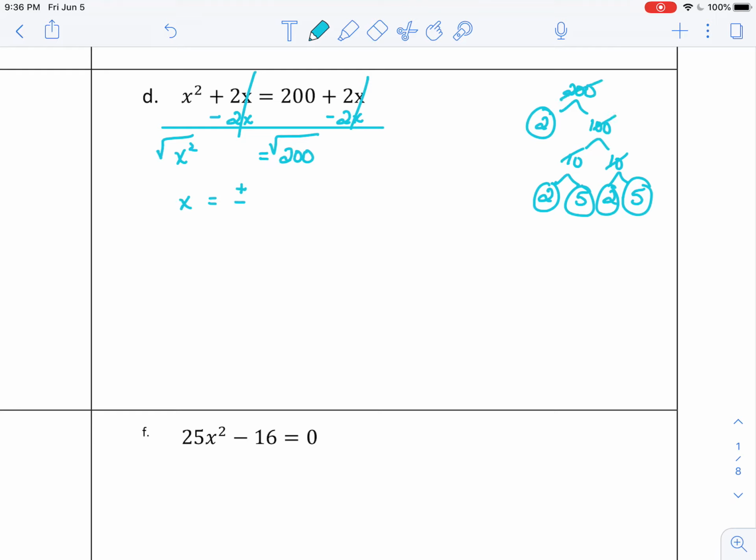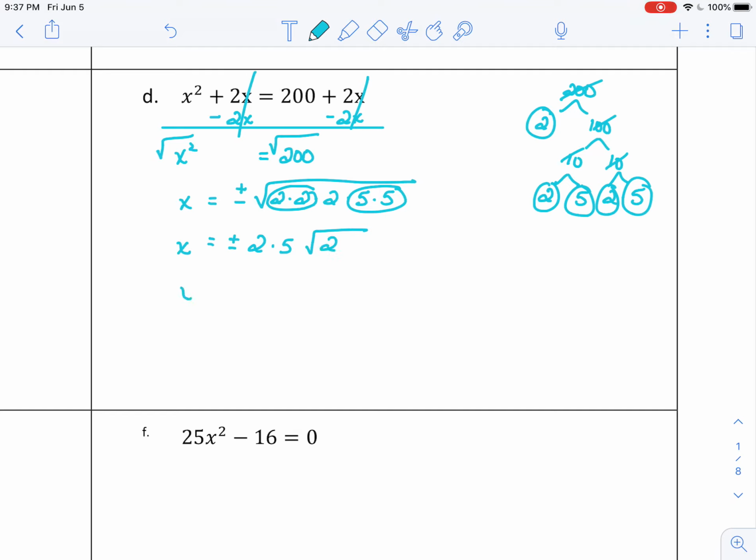So I see 3 of those 2s, so inside the radical I will have a 2 times a 2 times a 2, and I see 2 5s, so 5 times 5. Pairs make perfect squares, so 2 times 2 is 4, the square root of 4 is 2, which means outside the radical is a 2. Pairs make perfect squares, 5 times 5 is 25, the square root of 25 is 5. And left alone inside the radical is that 2 that didn't have anyone to pair up with.